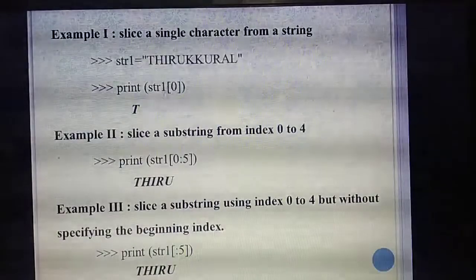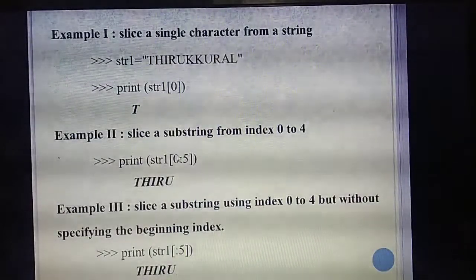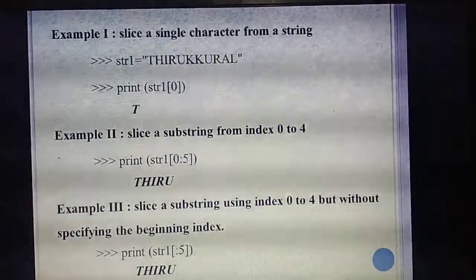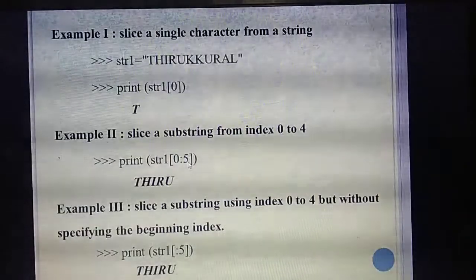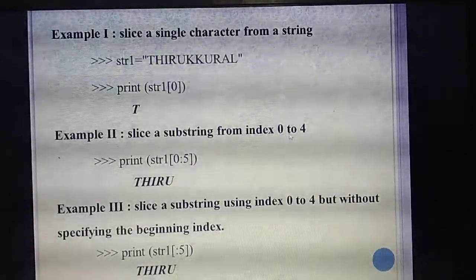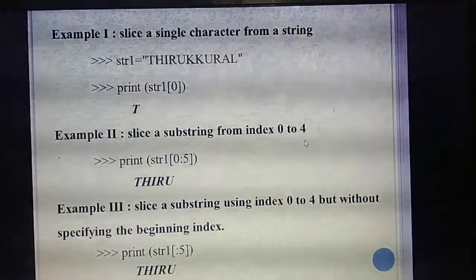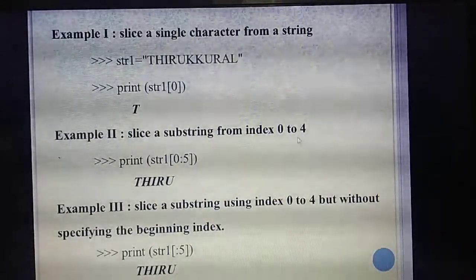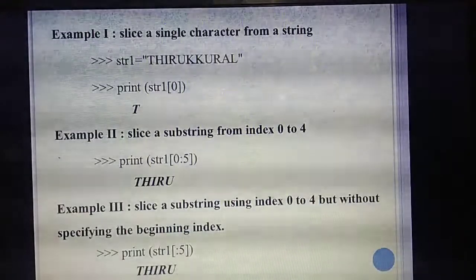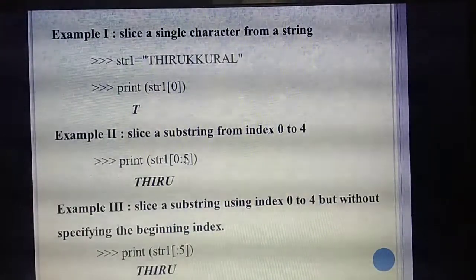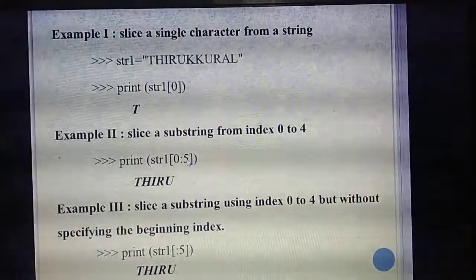Same thing. So print str1 of, and what's the format? The first index is the starting index, then the end value. In the question they have asked from 0 to 4. That means till the 4th index you need to display the characters. So for 4, you need to specify 5, that means last value minus 1. So 0 to 5.